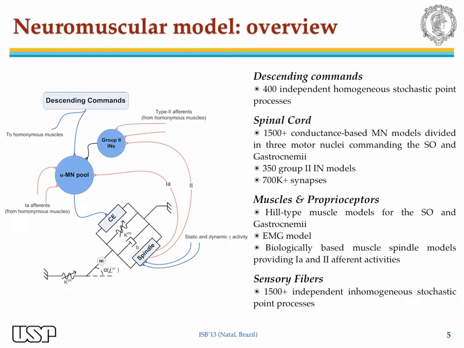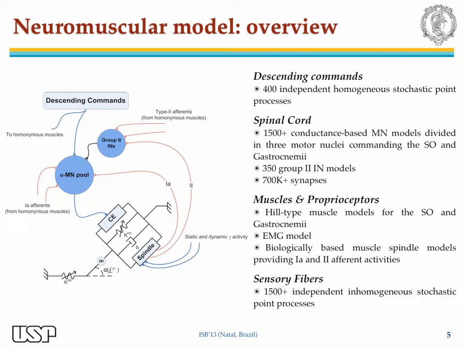This is an overview of the neuromuscular model developed for this study, and the figure shows the connections for a single muscle. Descending commands representing the volitional drive to the spinal motor neurons were represented by 400 independent homogeneous stochastic point processes. The spinal cord included over 1,500 conductance-based motor neuron models divided in 3 motor nuclei commanding the soleus and gastrocnemii, 350 group 2 interneuron models, and over 700,000 synapses.